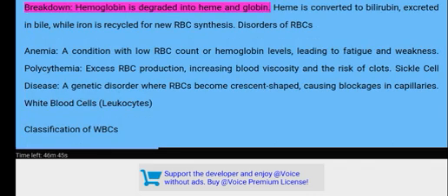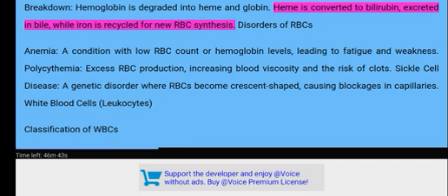Breakdown. Hemoglobin is degraded into heme and globin. Heme is converted to bilirubin, excreted in bile, while iron is recycled for new RBC synthesis.